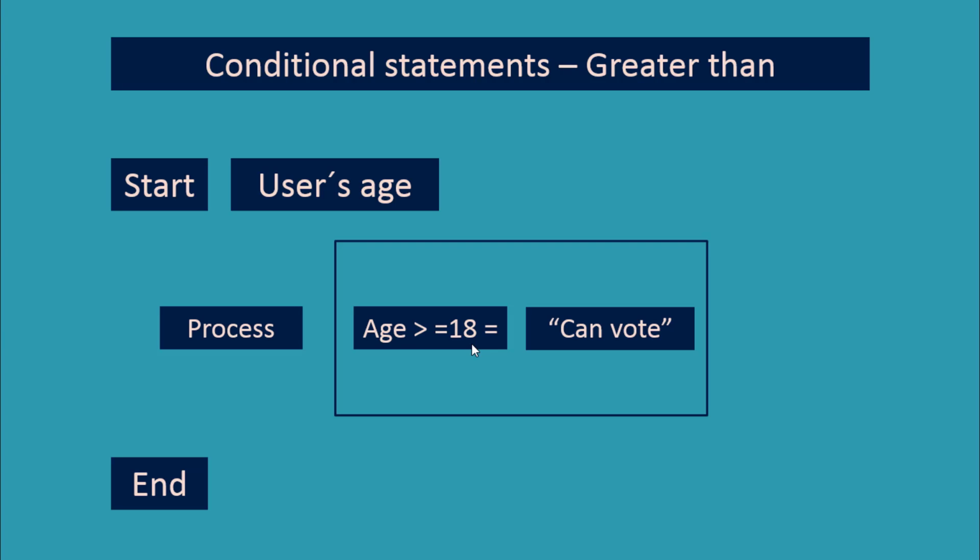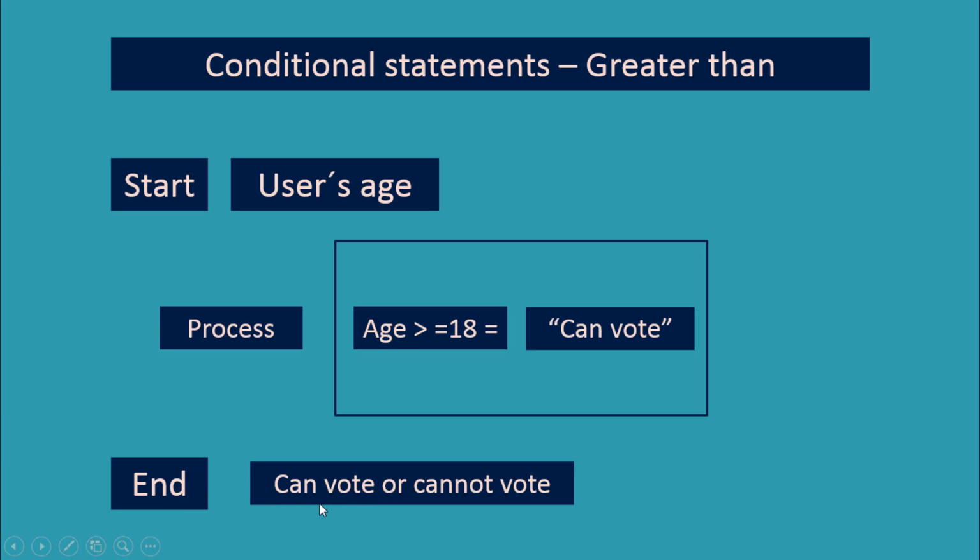Suppose the user is 18 years old. The program would reach this condition and ask, is 18 greater than 18? No, because it can't be greater. Then it would go to the next sign and ask, does 18 equal 18? And the condition is true, so it would print that the user can vote. At the end of our program we have two options. The first is that the user can vote, and the second is that the user cannot vote.